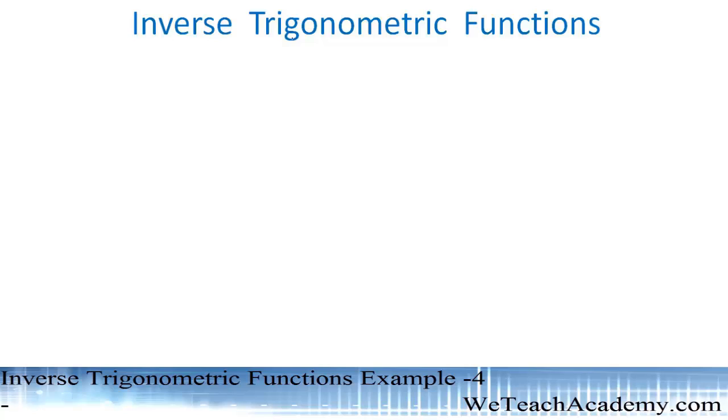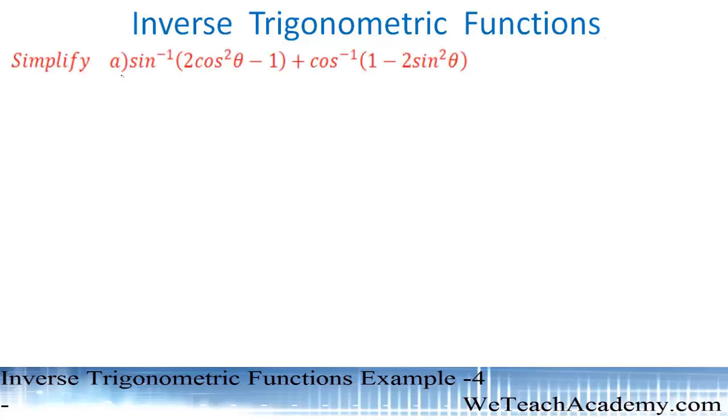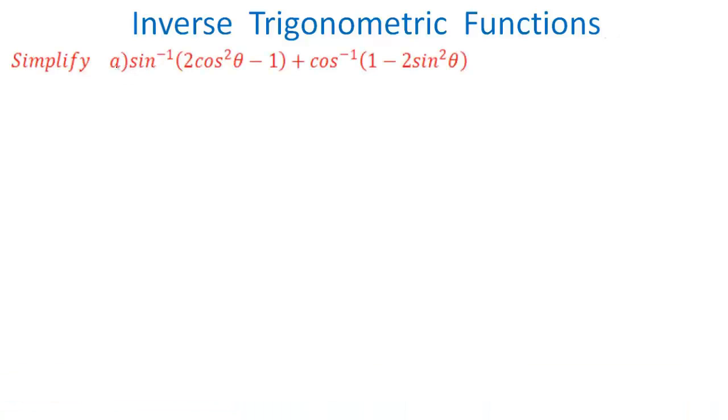Concept called inverse trigonometric functions. So here we have to simplify. Under the first bit we are given with an equation which is sin inverse of 2 cos square theta minus 1 plus cos inverse of 1 minus 2 sin square theta.